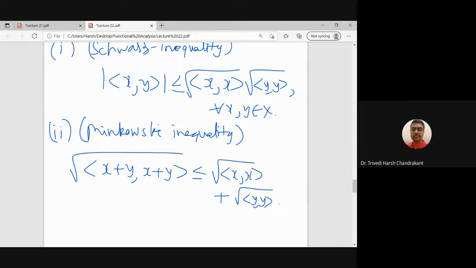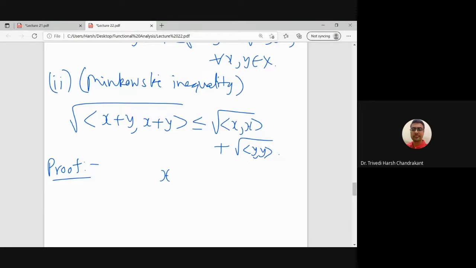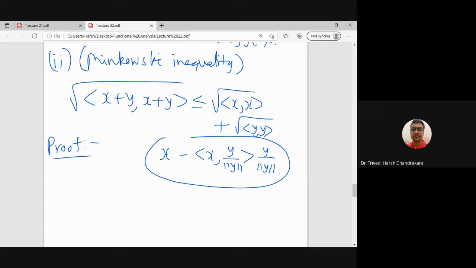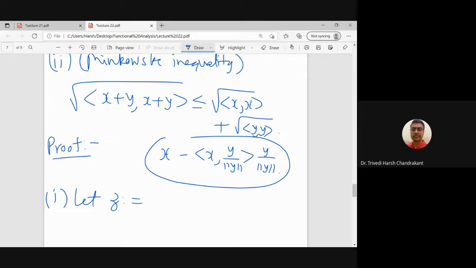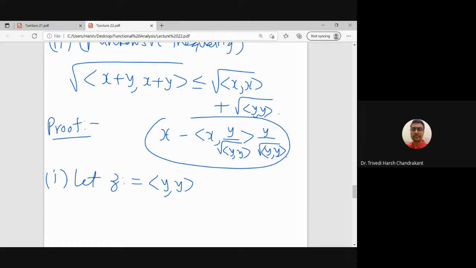So the proof is very trivial, and it follows from the first step of Gram-Schmidt orthogonalization. If you recall the Gram-Schmidt orthogonalization, what we do is we take x minus inner product xy divided by norm y, divided by norm y. So we will begin by this particular step. To prove the Cauchy-Schwarz inequality, we'll start by considering the element z defined as follows. Norm y is basically the square root of inner product yy. So we are considering inner product yy times x minus inner product xy times y.